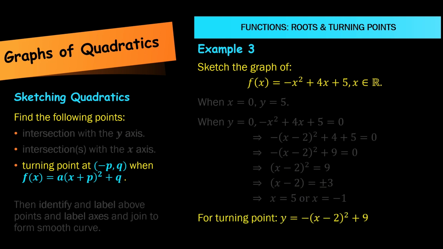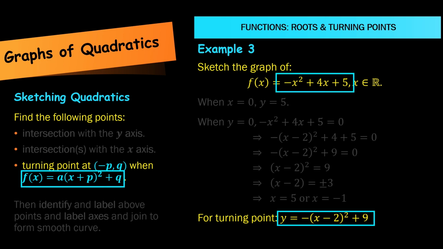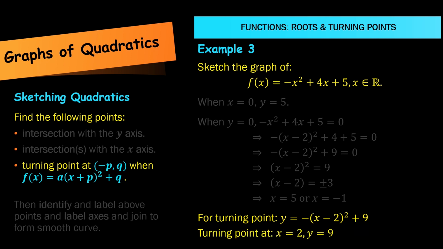And now identify the turning point. Again, using the method for completing the square, we have that y equals minus x minus 2 all squared plus 9. And now we can identify our turning point. So the turning point is at x equals 2, y equals 9.